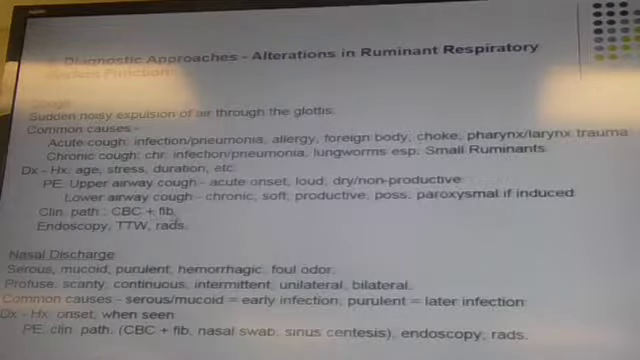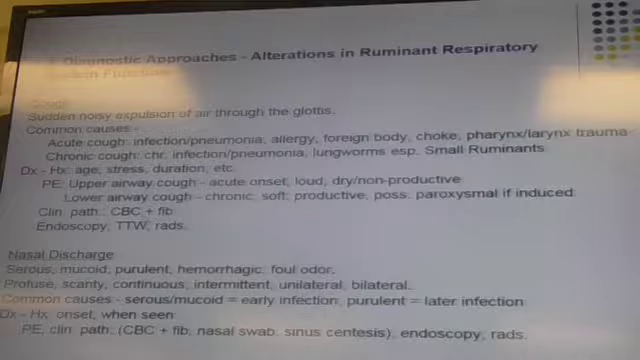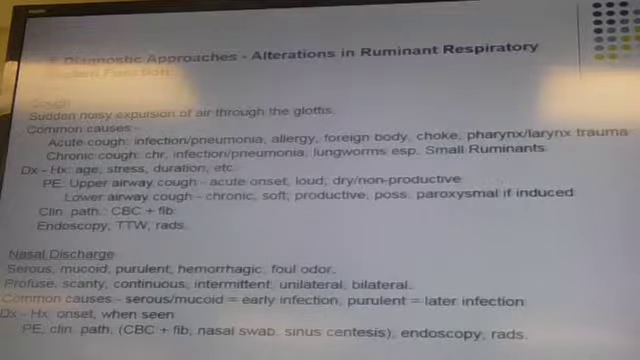As far as the diagnostic tests, CBC and fibrinogen will help you with an infectious disease. You'll see your white blood cell elevation, your fibrinogen elevation, etc. We'll do more about that next semester when we go into infectious diseases.